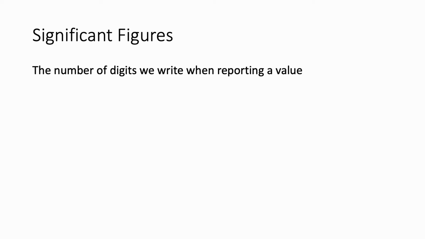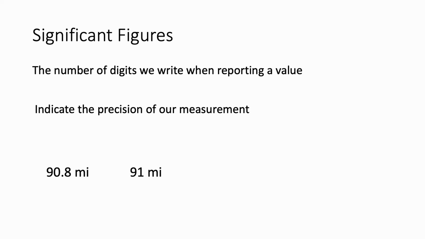So when we talk about significant figures, what we're talking about is the number of digits we write when we're reporting a value. And that tells us the precision of our measurement. The two scenarios we had before, one was 90.8 miles, the other was 91 miles. Now, if we look at 90.8 miles, we can count up the digits and we can see that's three significant figures. And 91 miles, that's two significant figures. Now, are they the same?